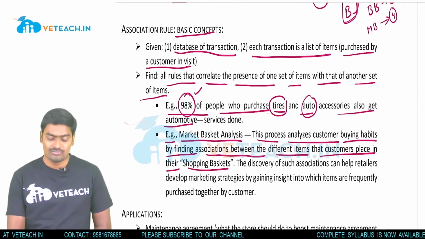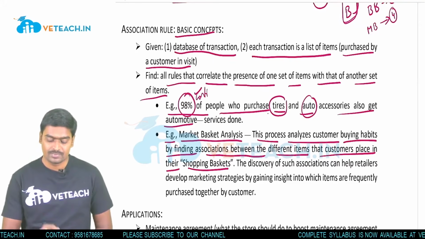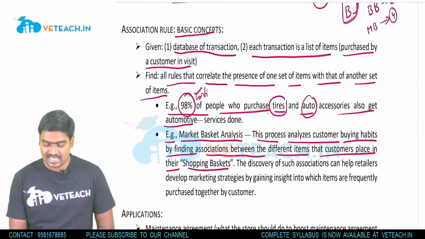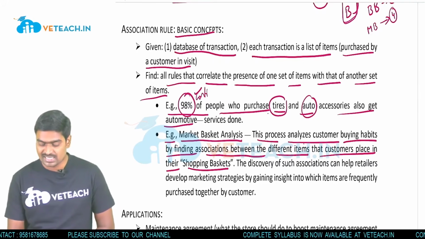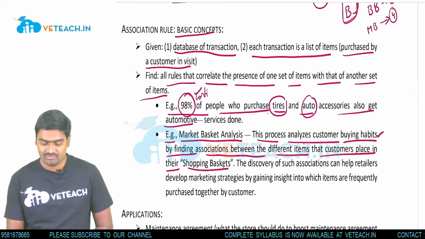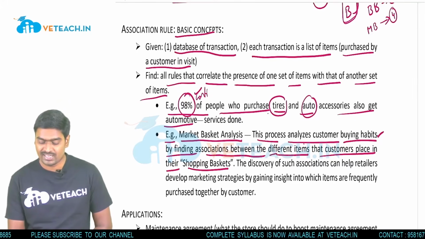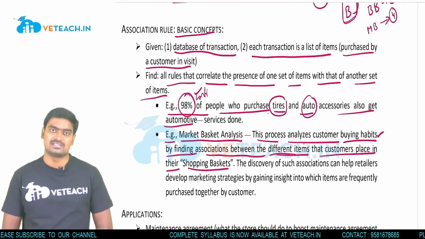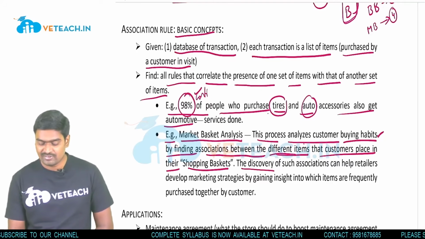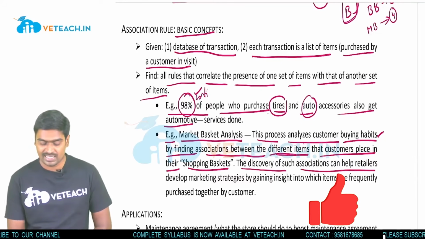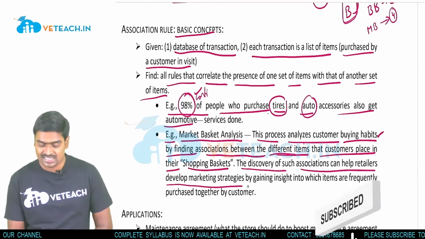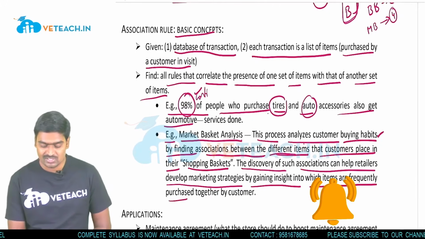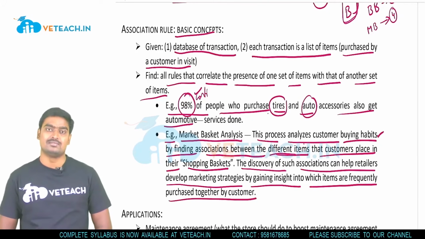We have to find out the confidence levels. And the second example is market basket analysis. This process analyzes customer buying habits by finding associations between the different items that customers place in their shopping baskets. The discovery of such associations can help retailers develop marketing strategies by gaining insight into which items are frequently purchased together by a customer.